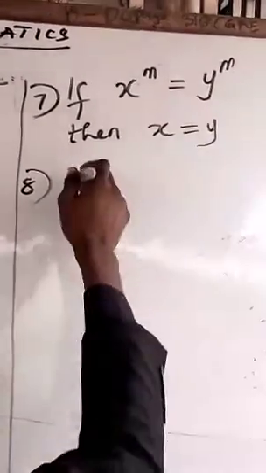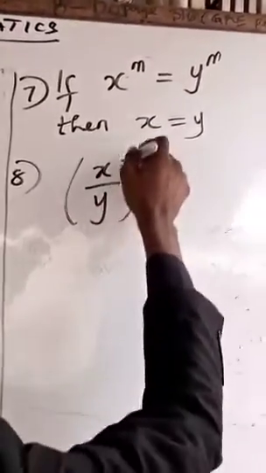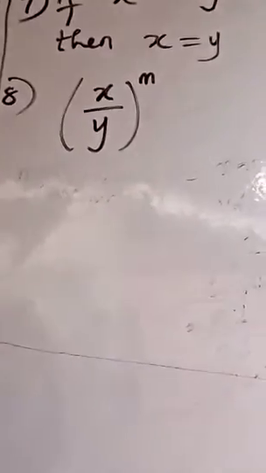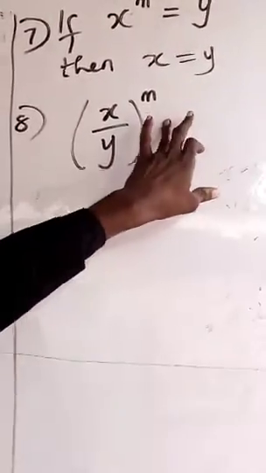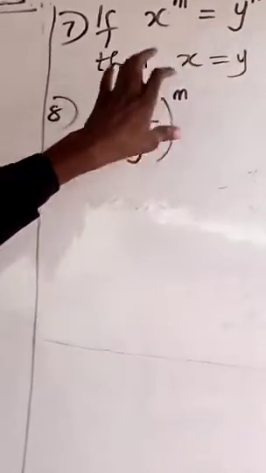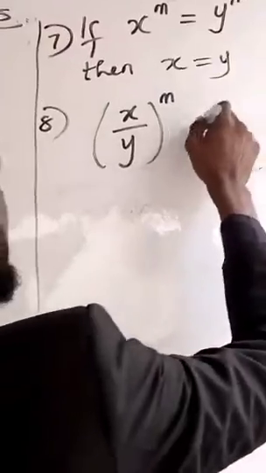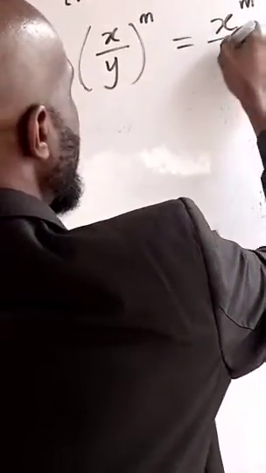Then rule 8. If you have something like this, x over y raised to power m, you can see a fraction with a single power. You have a fraction that is carrying a single power. What the rule is saying is that you can divide them. You can say this is x raised to power m over y raised to power m.